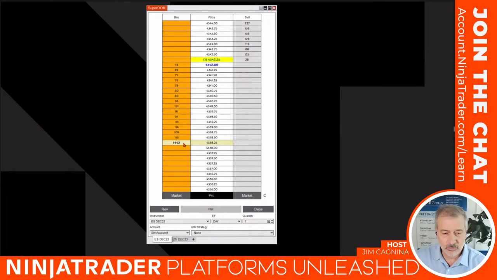That just adds up all of these bids on the DOM. The same with the offer at the top. The offer at the top is just accumulating all this data. Remember, I added some extra data points here. Instead of 10, we have 15. So that's kind of the changes I made.